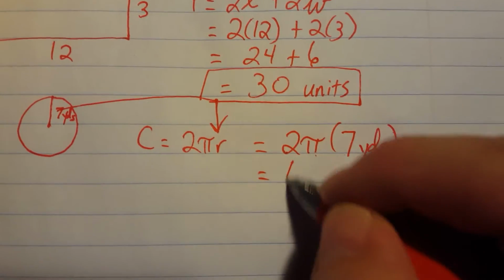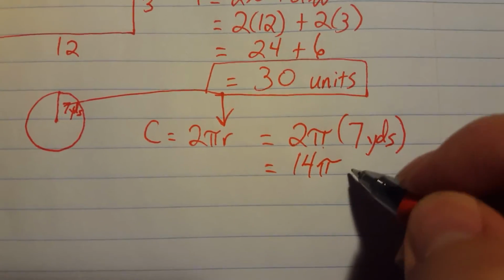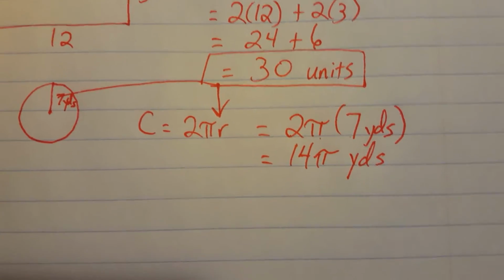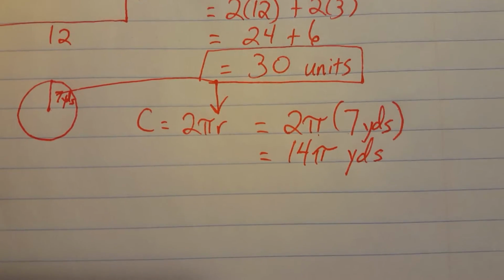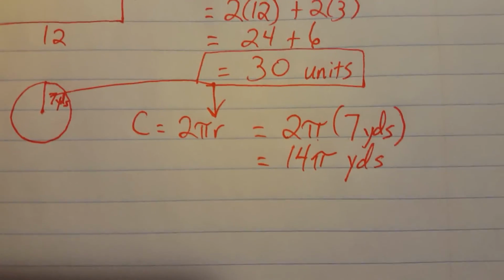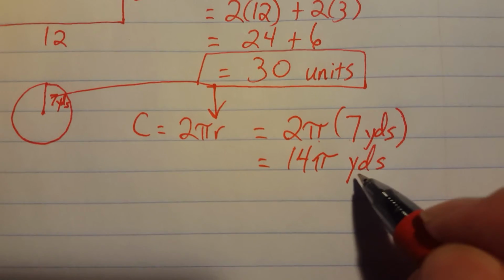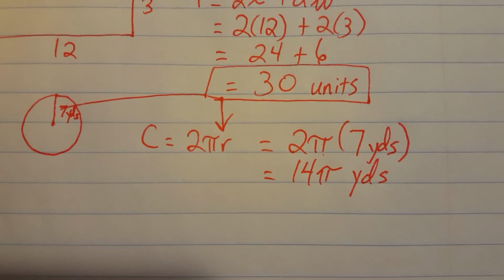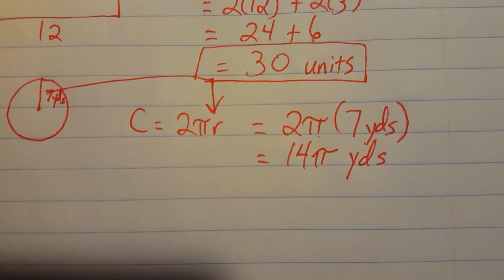I'll go ahead and do 2 times 7, which is 14. I haven't multiplied by pi yet, so I'll add it there, and yards is just going to hang out at the end by itself. Then you can do 14 times pi. Since you can use 3.14 for pi, you can figure out that answer, and that will be your final answer. Make sure that you include your units of yards at the end. So that's a general overview of how to apply some formulas for basic perimeter.